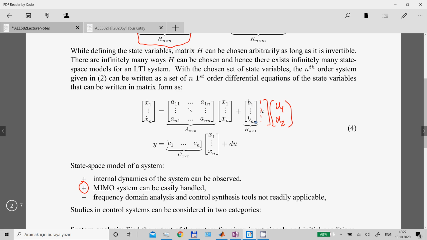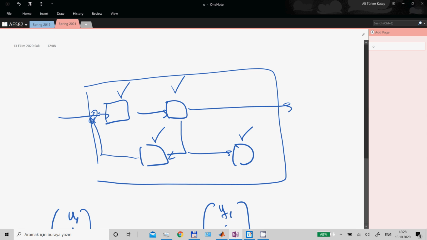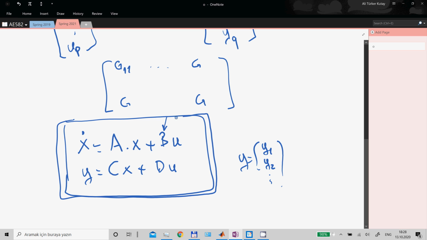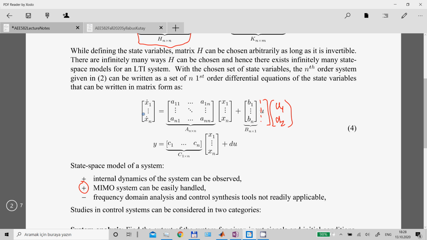So the only thing that changes in your model is the number of columns of your B matrix is increased by every input you add to the system. Likewise, if you have multiple outputs, if your output variable is a vector signal, then every additional output brings a new row to your C and D matrices. So this form of the model doesn't change. You always work with A, B, C, D matrices. Only the dimensions of the matrix changes. The C, B, D matrices change with the number of inputs and outputs of your system.